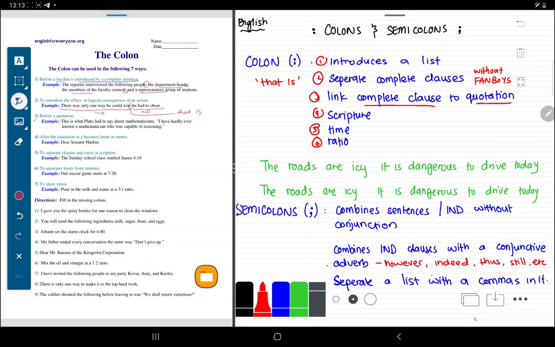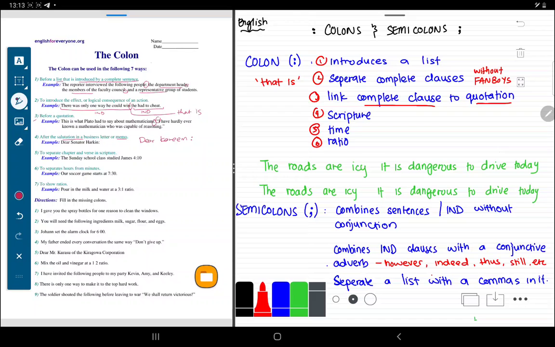For example, here, this is what Plato had to say about mathematicians. Then he gives you the colon, and then he opens his quote. I have hardly ever known a mathematician who is capable of reasoning, and he ends his quote. We can use it after salutations in a business letter or memo. For example, dear Senator Harkin, or if I were to say dear Kareem, then you put your colons after. Then you say whatever you want to say.